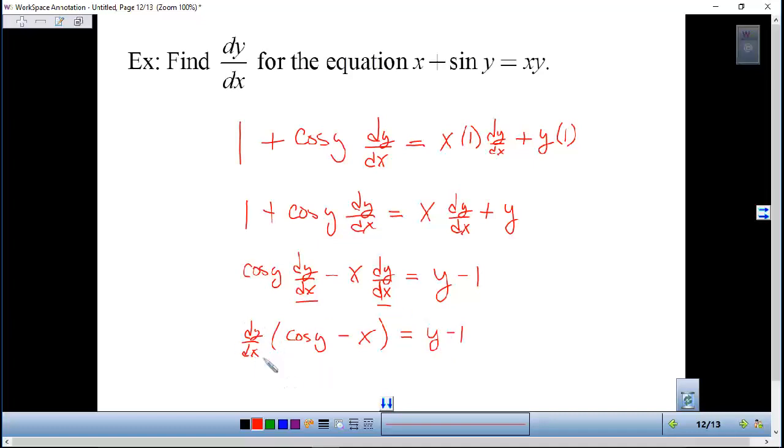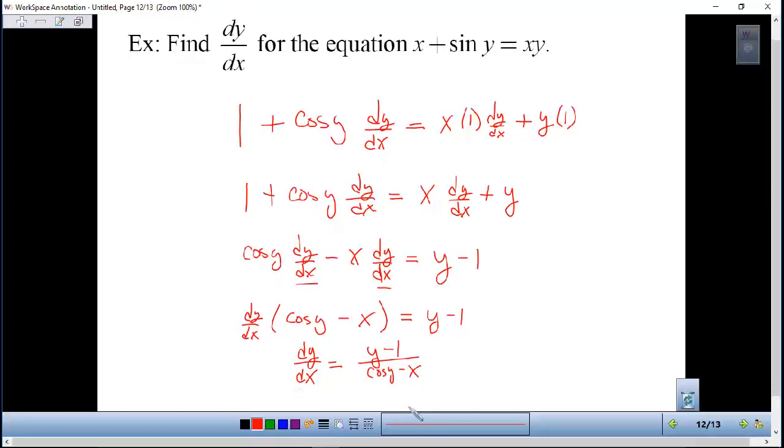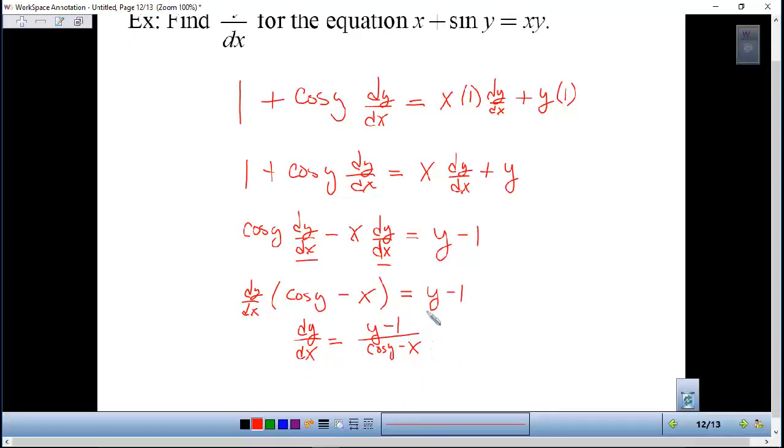All right, and then of course to finish solving for dy/dx, all we're going to do is divide by the cosine y minus x. So dy/dx is equal to y minus 1 over cosine y minus x. And that's all there is to it.